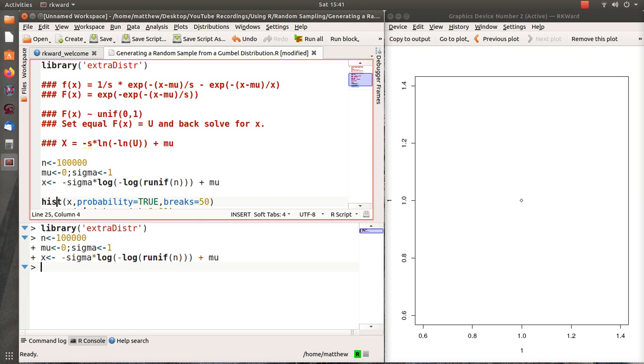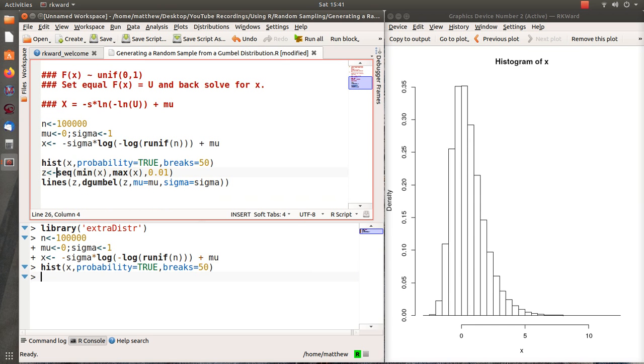Now what we do is let's plot a histogram of our data, and that's this right here. It's not symmetric, it's skewed to the right. And let's generate the actual density over the top of this, and look how close that is. So our random sample does follow a Gumbel distribution very accurately.